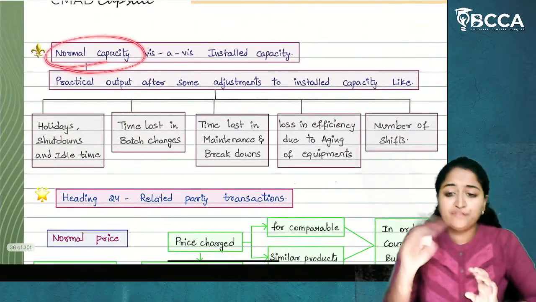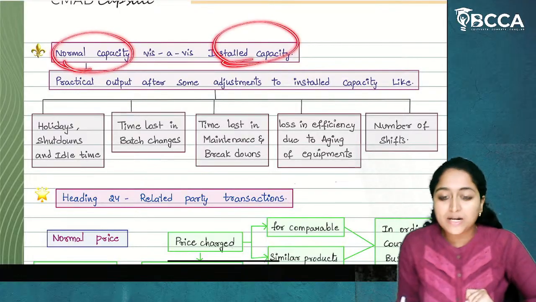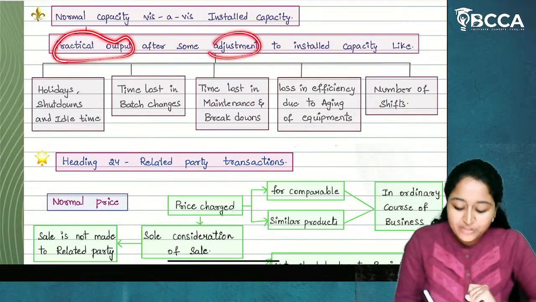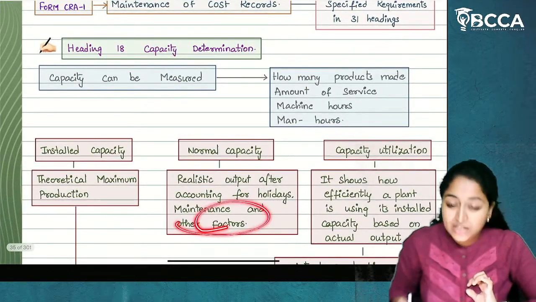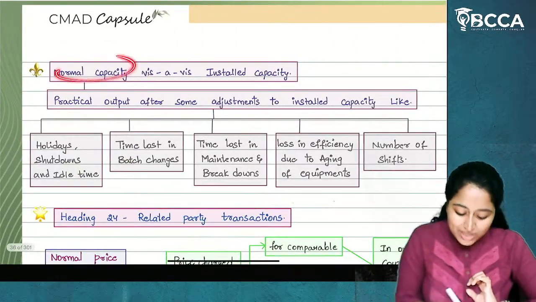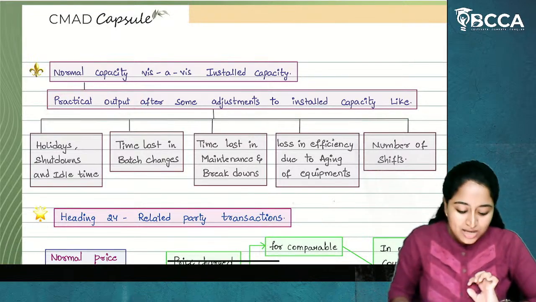Now, what is the difference between or connection between normal capacity and installed capacity? Normal capacity is a practical output after some adjustments to the installed capacity. As I have told you, whatever realistic output we get after the interruptions is called normal capacity, which is practical output after some adjustments to installed capacity.